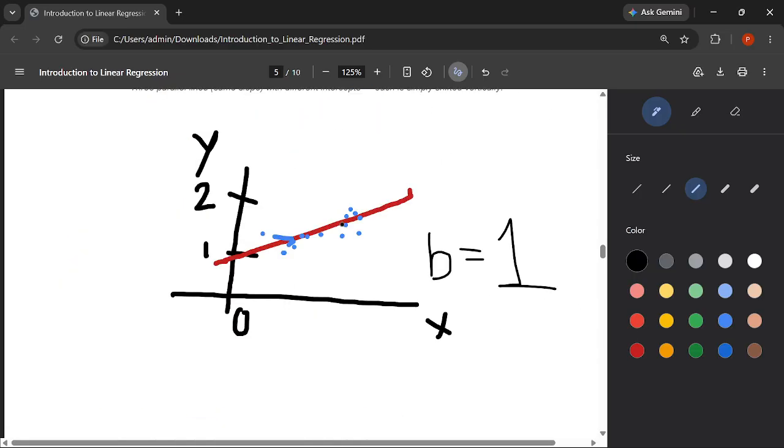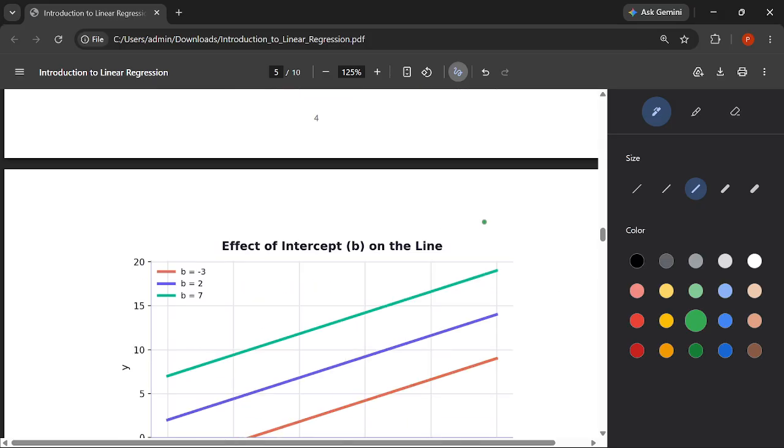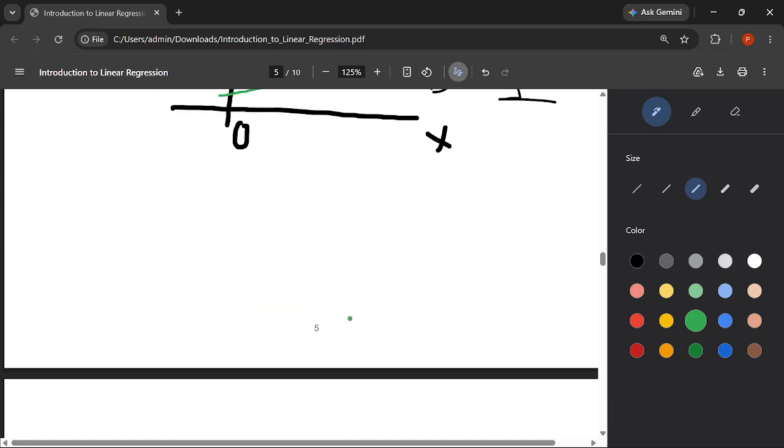So I think we have got what b is and how the line changes if b changes. If our b is 2, then our line moves upwards, and if b becomes 0.5, let's say, then our line goes from here. That is how the line changes as b changes. You can see it here in the graph.